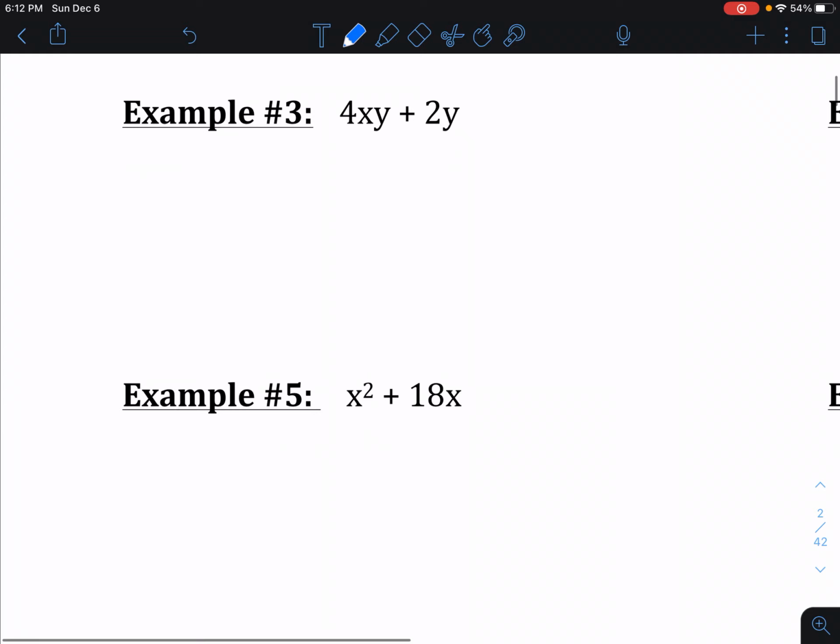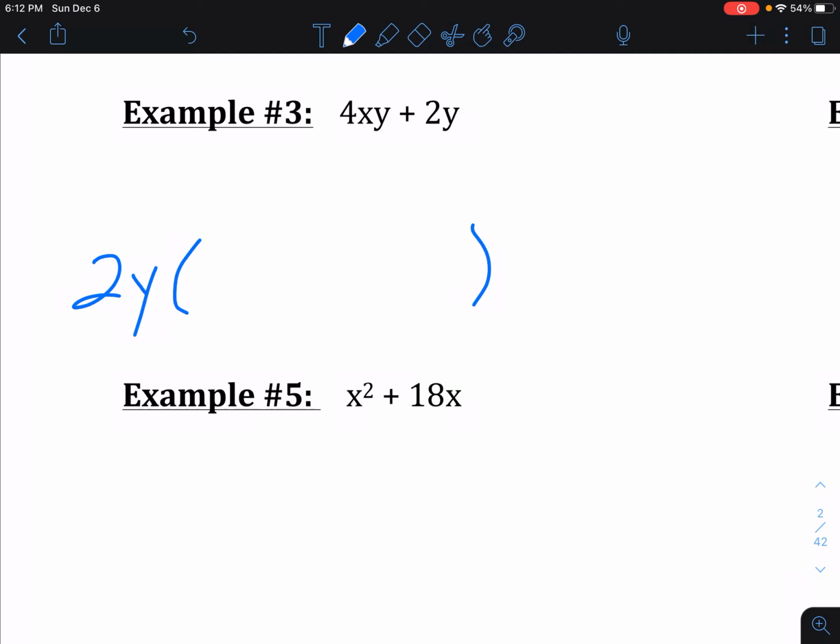Next, got two terms again. So the GCF of 4 and 2 is obviously 2. Do not put, see the x in the first term? Do not put that x as part of your GCF, because there is no x in the second term. Now there is a y in both terms, so we choose y.